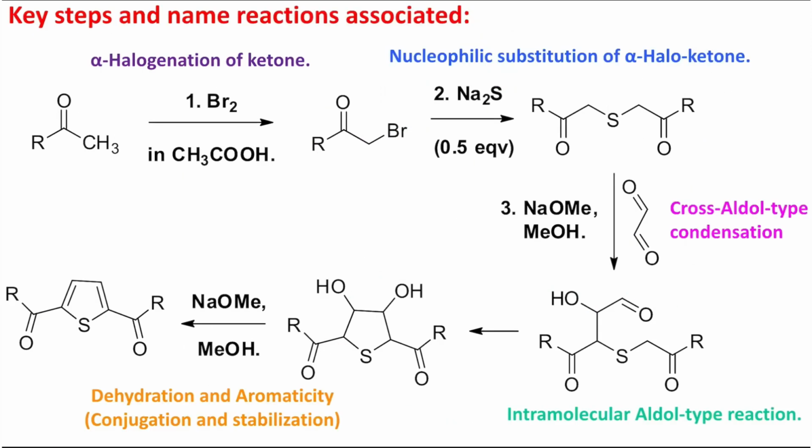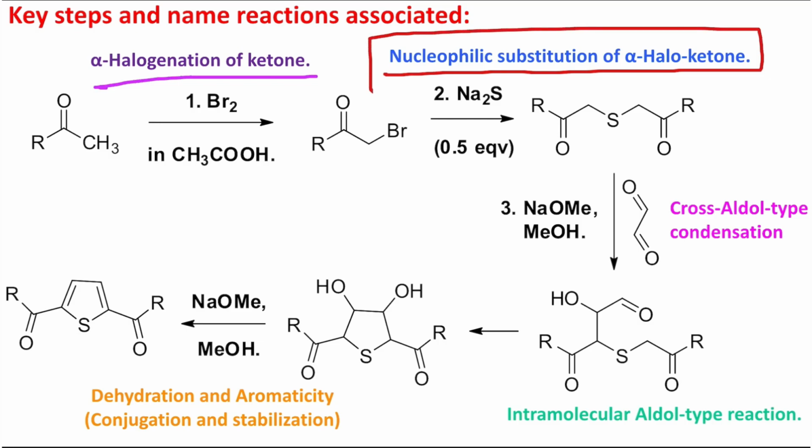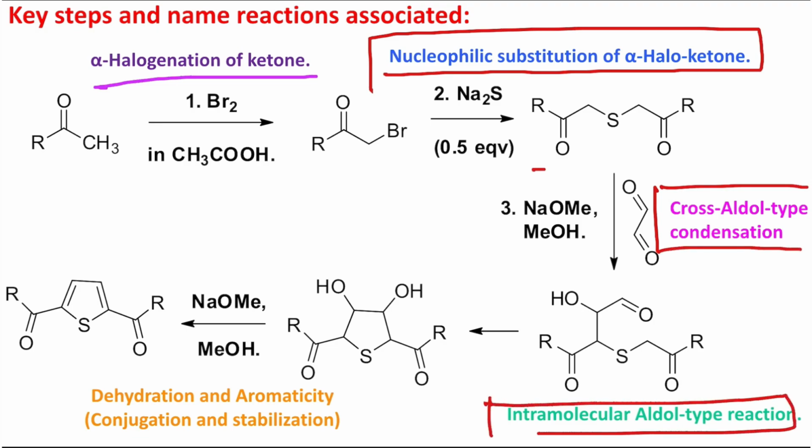Now in this case, student, there are a few name reactions associated with each step. For example, the first step is associated with alpha halogenation of ketone, I have already discussed. The second step is nucleophilic substitution on carbonyl or alpha haloketone, I have already discussed. The third step is cross-aldol condensation, I have already discussed. Now you can see the fourth step is intramolecular aldol type condensation, and the fifth one is aromaticity.